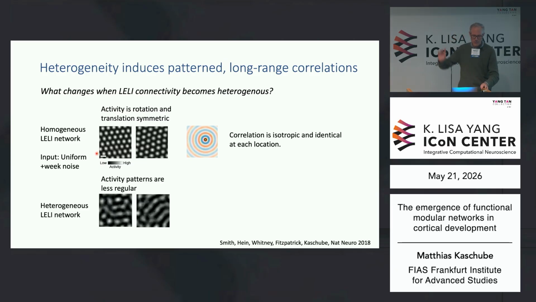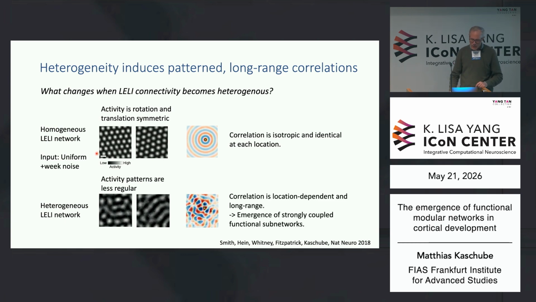When you do heterogeneous, basically the activity patterns are much less regular. As you can see, they are not as hexagonal anymore, and the individual domains have become a bit elongated, a bit stripe-like. Now the correlation structure looks very interesting. So first of all, the correlation now is space dependent. So every location has a different unique correlation pattern. And so it's location dependent, and it is much stronger and much more long range. You can see this by comparing basically the different colors here. Yeah? You have stronger blue, stronger red, meaning you have stronger correlations over broader distances.